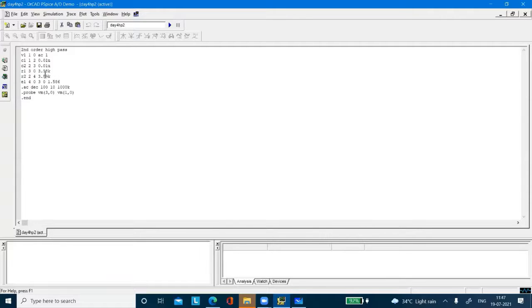Sorry, this is 3.98. I took R equal to 3.98 and C is 0.01. So what will be the cutoff frequency?